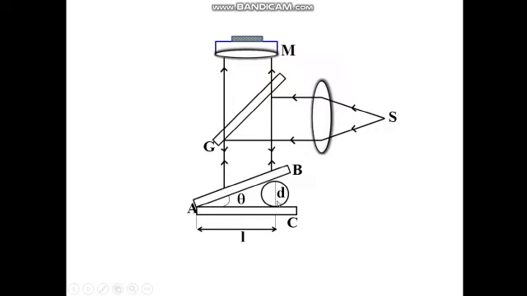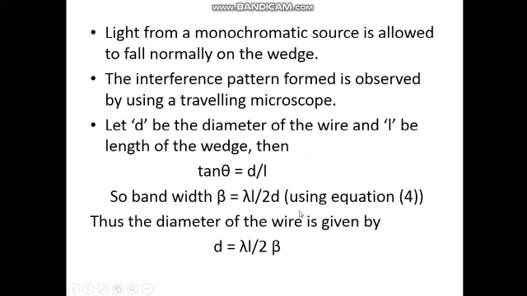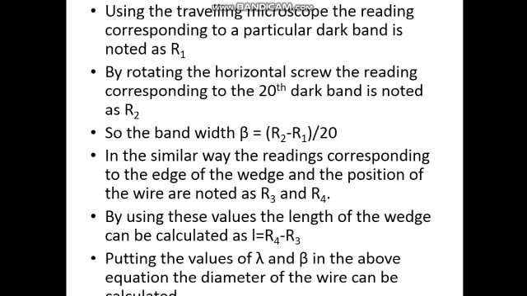Let d be the diameter of the wire and L be the length of the wedge, then tan theta is equal to d by L. So the bandwidth beta is equal to lambda L divided by 2d. Thus the diameter of the wire is given by d is equal to lambda L divided by 2 beta. Now our aim is to calculate the values of beta and L.